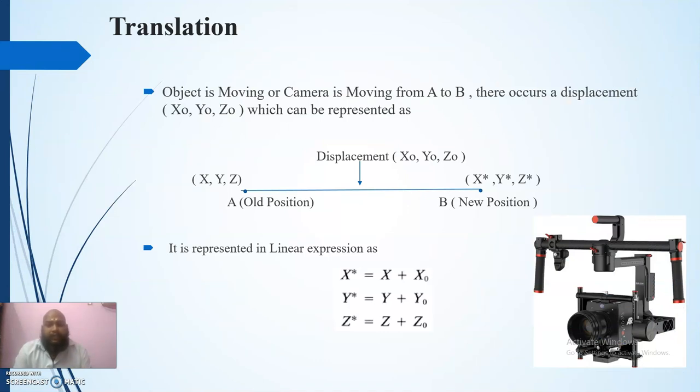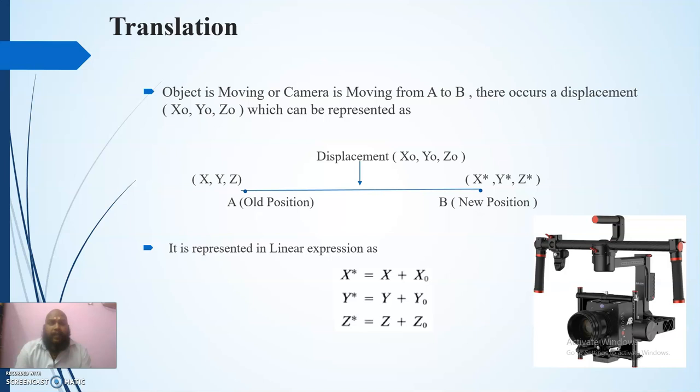Now we can see one by one all the geometrical operations. First we can see translation. Translation is moving the camera or object in a linear, straight path. That is creating some displacement from one position to another in a straight path.